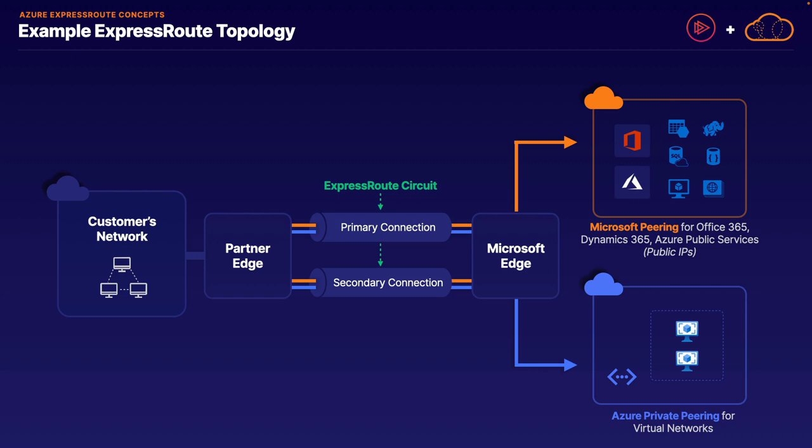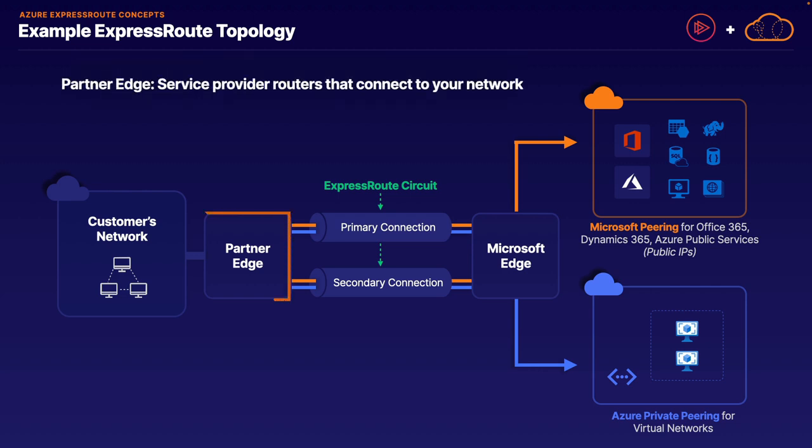later lessons. The first of which is our partner Edge, which is simply defined as the service provider routers that connect your network directly into Microsoft's network. These are your connectivity partners' routers or network equipment that initiates a connection with Microsoft's backbone, and for the most part, they handle the cross connects between both of them.